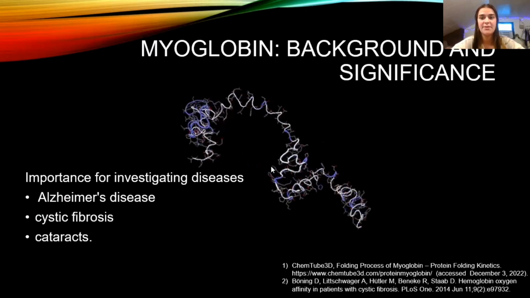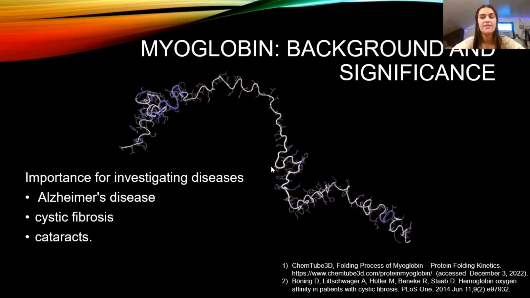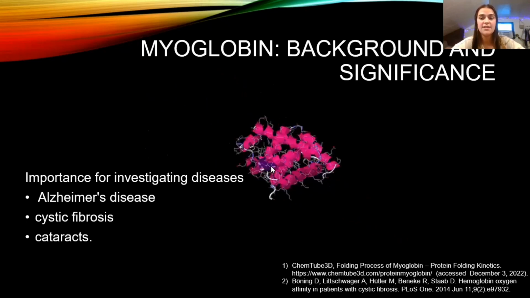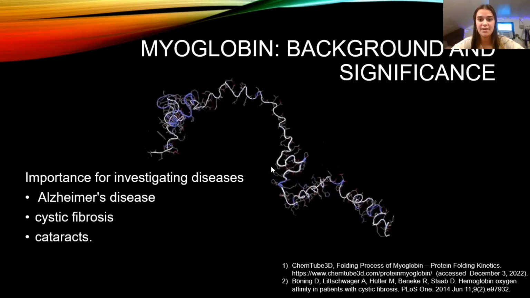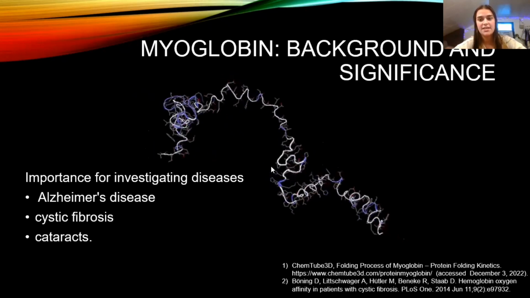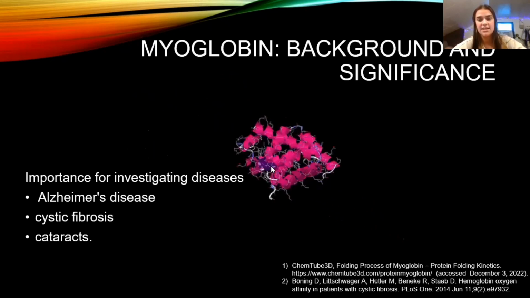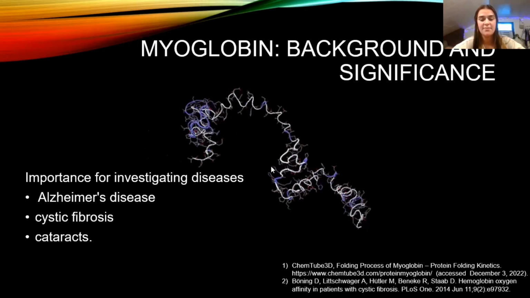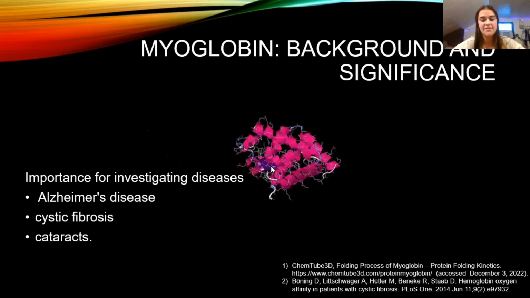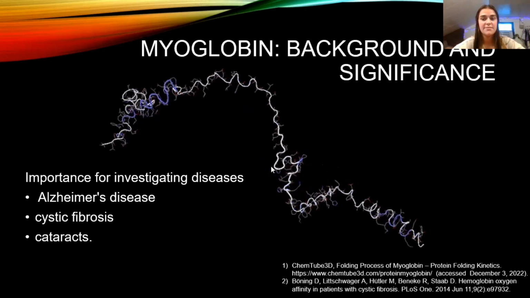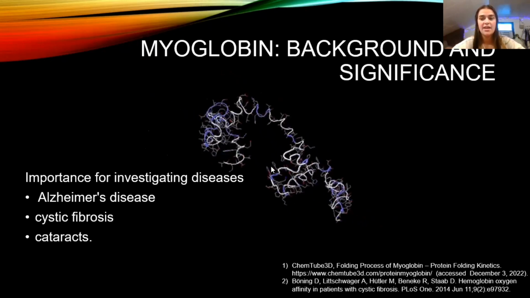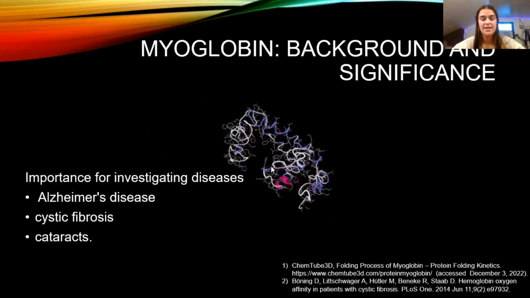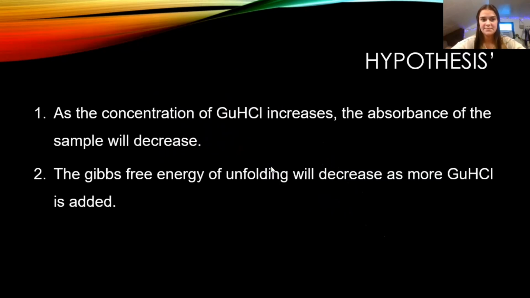The goals of this experiment were to determine the equilibrium constant for the denaturization of myoglobin, as well as the Gibbs free energy of unfolding of myoglobin. Recent evidence suggests that protein misfolding and aggregation may play a role in the development of diseases such as Alzheimer's, cystic fibrosis, and cataracts. This experiment will provide integral insight into the protein unfolding that can be expanded upon in future studies.